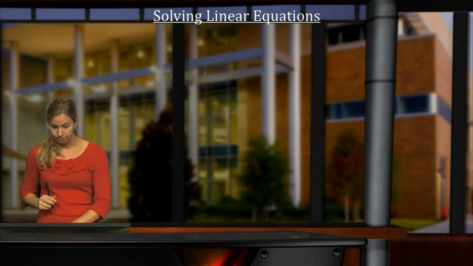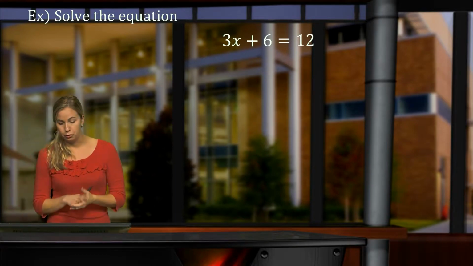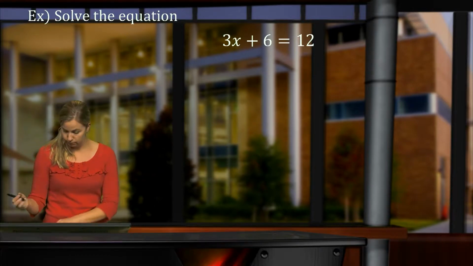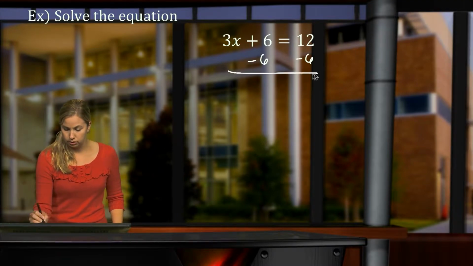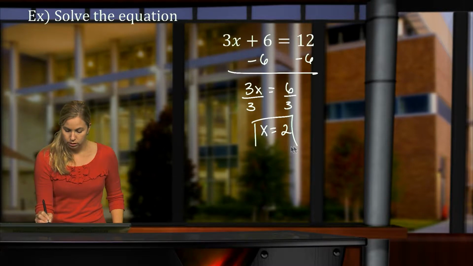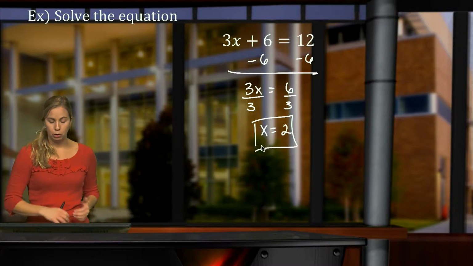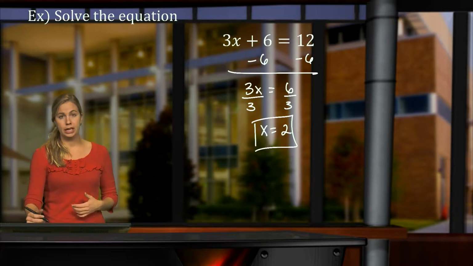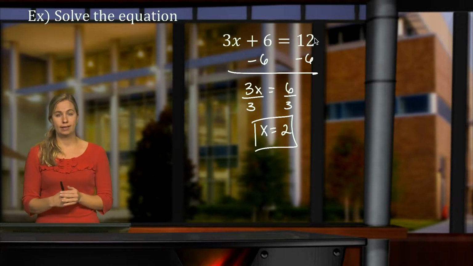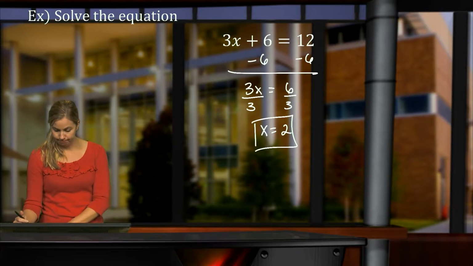So the first one, 3x plus 6 equals 12. To solve this, we're going to subtract 6 from both sides first. 3x equals 6. Divide both sides by 3, x equals 2. So this is a nice simple example. And when we get our solution, if you wanted to check that, you'd simply take your solution, plug it back in for x in your original equation.